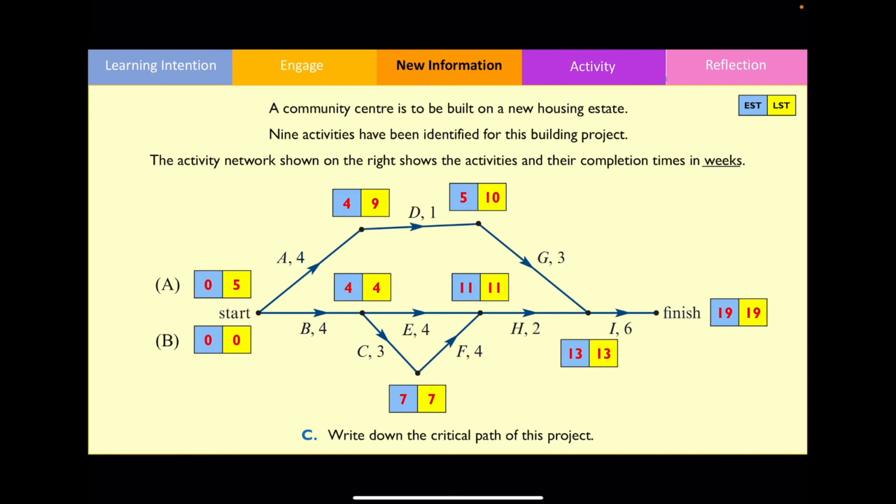For part C, it's asking us to identify the critical path of this project. Recall that critical activities are those where the earliest starting time is identical to the latest starting time. So in this example, activities B, C, F, H, and I are found along the critical path.